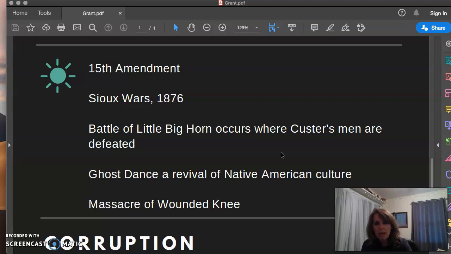Also, during this period, we have what's called the Ghost Dance, which is a revival of Native American culture, where leaders in Native American society come forward and ask people not to be dependent upon trade, to get back to their roots, to protect their culture, and to not rely on products like alcohol, and basically to turn from what they would consider to be a very destructive lifestyle.